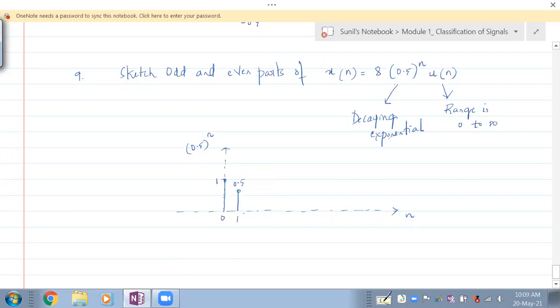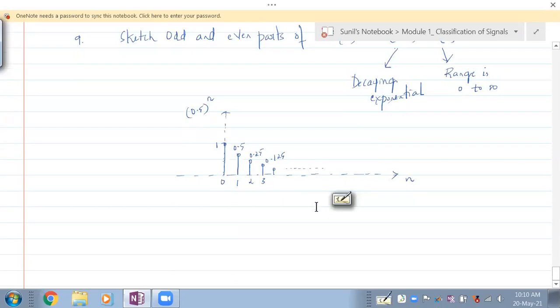Fine. So at 2, what should happen? 0.5 to the power 2. It's 0.5 into 0.5, it's 0.25. Let me write my 0.25 here at 2. Then at 3, we have 0.125, isn't it? Then after this, the signal will be lower than that. So this is your 0.0625 or something like that. So this is your 0.5 to the power n.